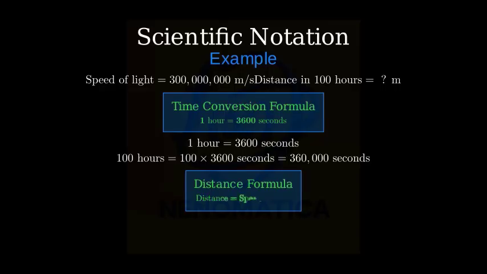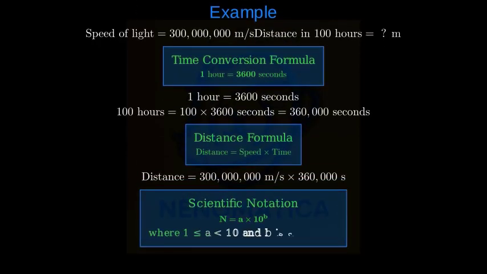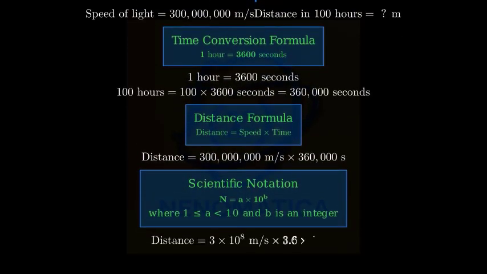Now we can calculate the distance. We multiply the speed of light by the time. The distance equals 300 million meters per second times 360,000 seconds. Let's convert these large numbers into scientific notation to make the calculation easier.